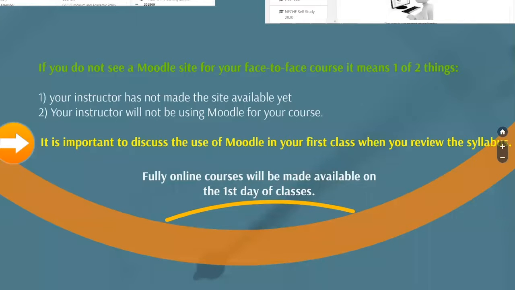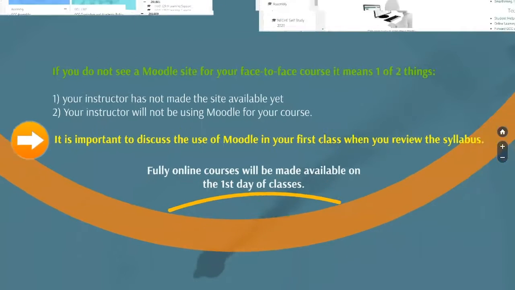If you don't see a Moodle site for one of your face-to-face courses, it either means your instructor isn't using it or they just haven't made it available yet. For example, my courses aren't available to my students yet. But you want to double check. If you don't see a Moodle course for one of your classes, check with the instructor to find out whether they are using it or not. If they are using it and you can't see it, you want to get that fixed.